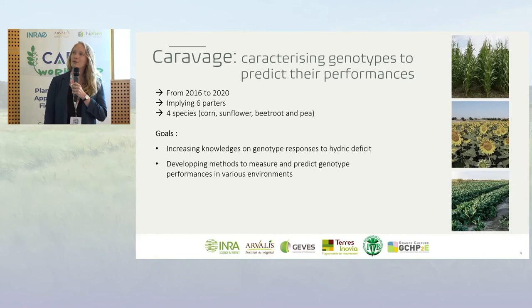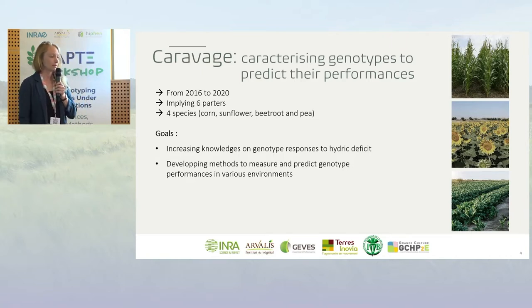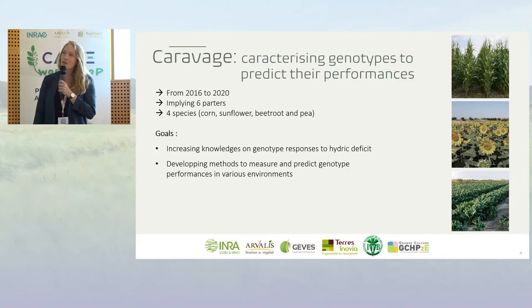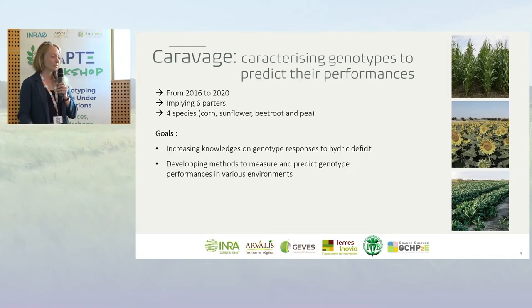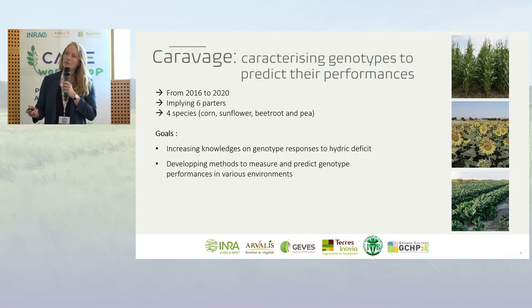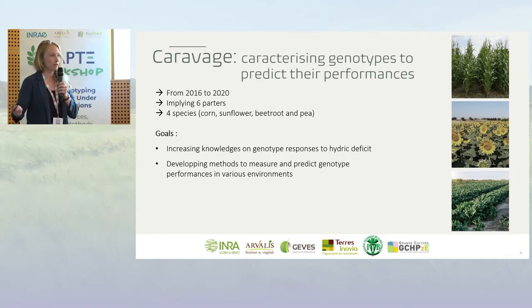This study was part of the Caravage CASDAR project, involving several partnerships. It took place between 2016 and 2020, involving six partners and four species: corn, sunflower, sugar beet, and pea. The goal was to increase knowledge on genotype response to water deficits, and also to develop methods and tools to predict genotype performance in many environments.